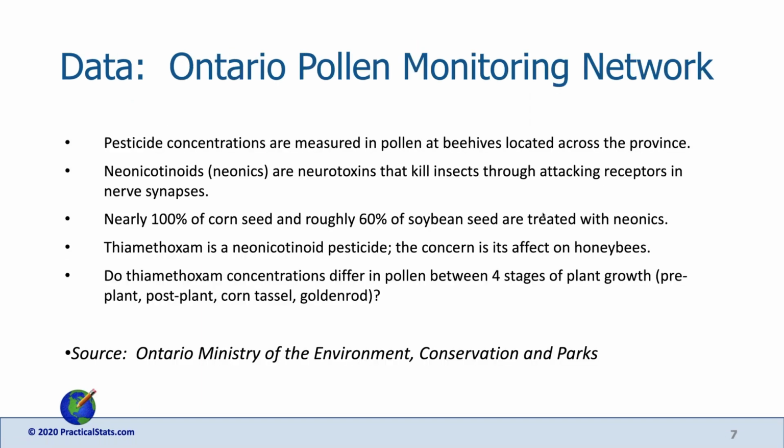The data that I'm going to use in the webinar comes from the Ontario Pollen Monitoring Network, and they were concentrations of thiomethoxam, which is a neonic, which is a lot easier to say than neonicotinoids. I have to think about it before I say it. And the problem with those, you're probably familiar with by now, is that it kills indiscriminately with insects, including honeybees and other bees that we think are very beneficial. So it's something that is being regulated actively right now.